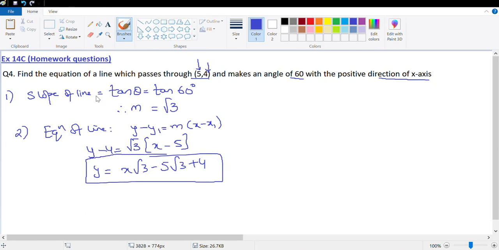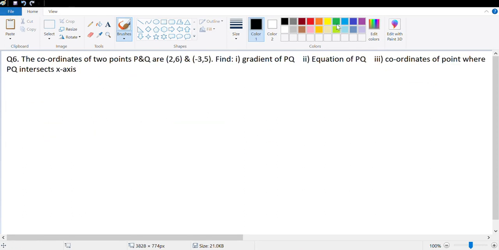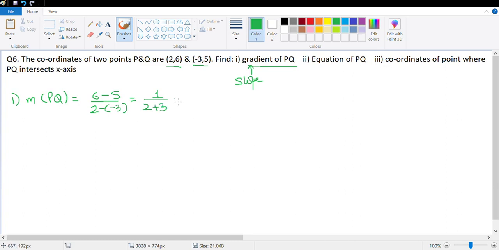So that's the equation of the given line. Good, let's look at the next question, question number 6. It says coordinates of two points P and Q are given. Find the gradient of PQ. Gradient and slope are interchangeable words. So slope of PQ would be equal to y2 minus y1, in this case, 6 minus 5 upon 2 minus -3. So 6 minus 5 is 1 and 2 minus -3 is 2 plus 3, so this is equal to 1 upon 5. So first part of the question done, the slope is 1 upon 5.